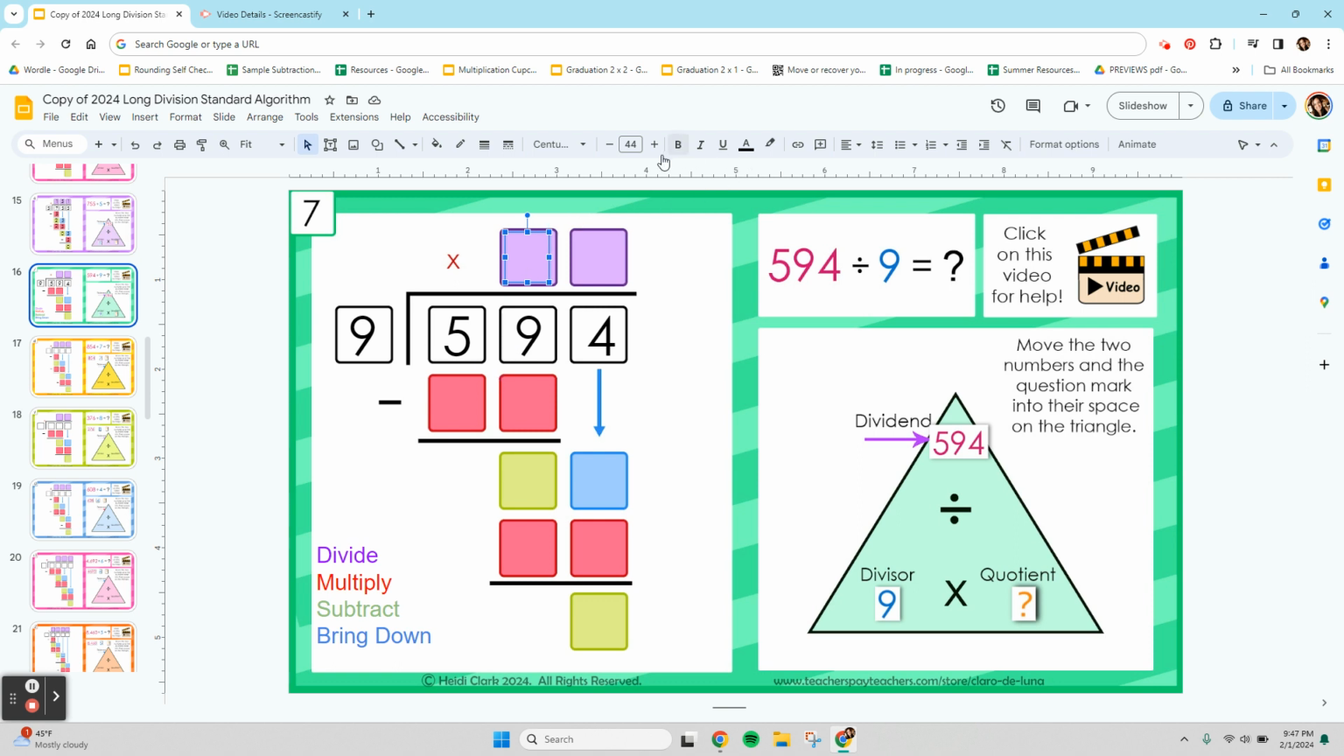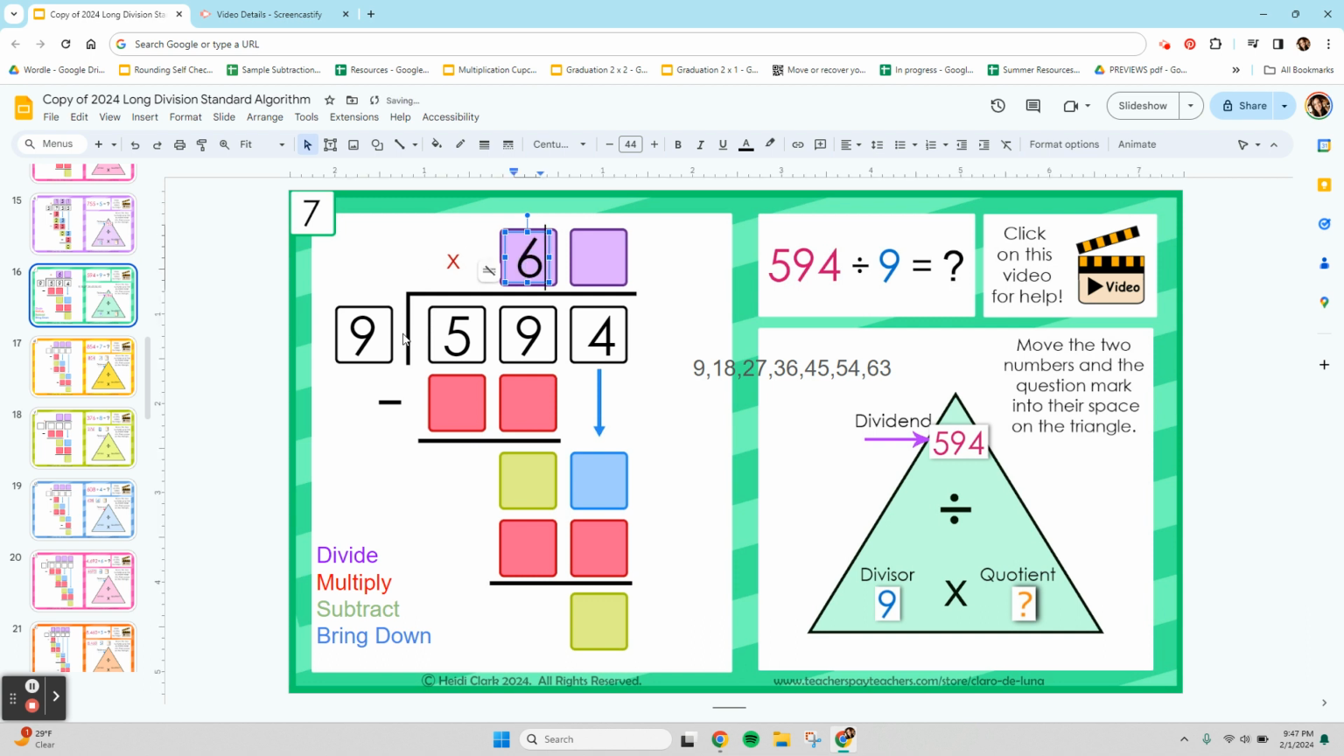Well, a good way to do this is to skip count your 9s, and you can even draw a text box and type it out if you want. What we're trying to figure out is how many 9s you can do before you get to 59 without going over. Once you go over, you've gone too far. So how many 9s can you get into 59 before you go over? 1, 2, 3, 4, 5, 6 times. So 9 can fit into 59 6 times.